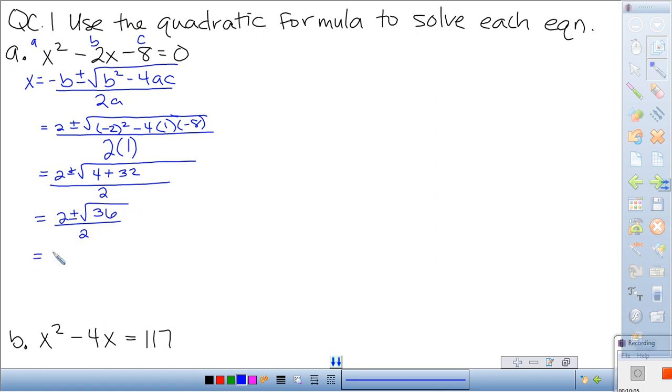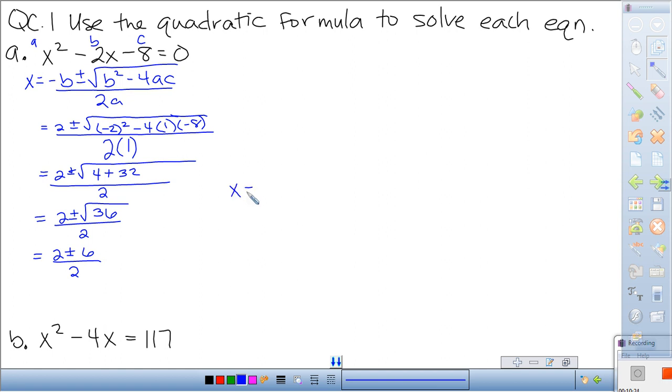Square root of 36 is 6, so 2 plus or minus 6 divided by 2. Now remember, when you get down to these three numbers, that's when you have to split it up, because you know you have those two different answers. So we want the 2 plus 6 divided by 2 and the 2 minus 6 divided by 2. So again, once you get down to the three numbers, split it up.